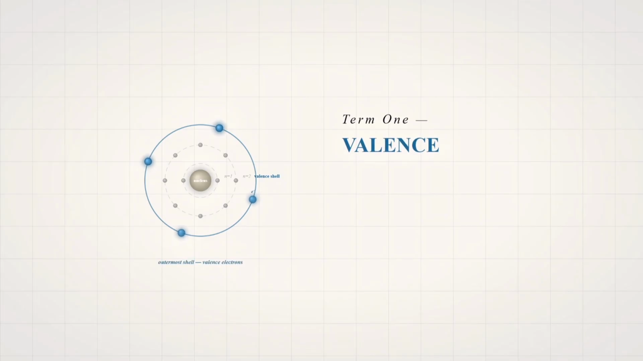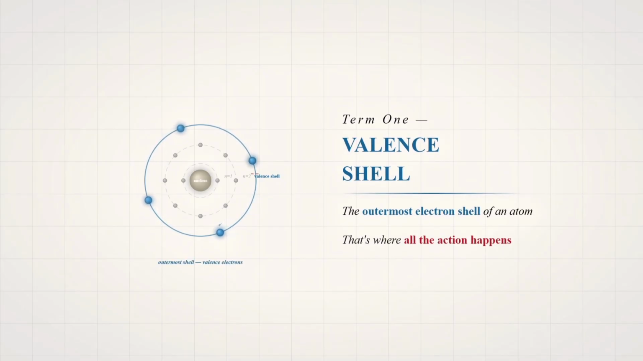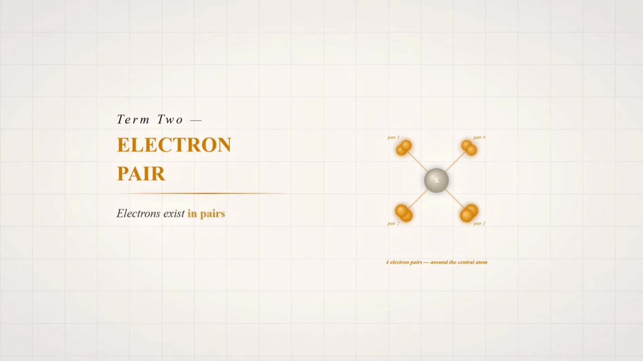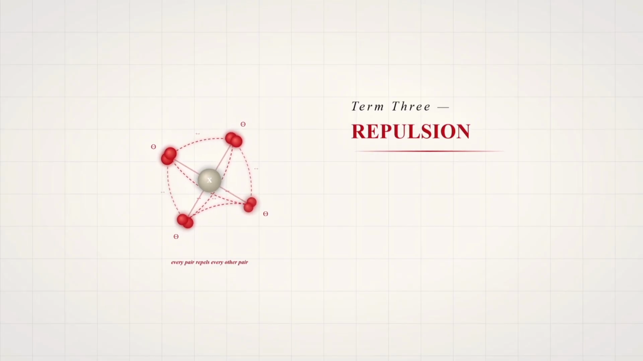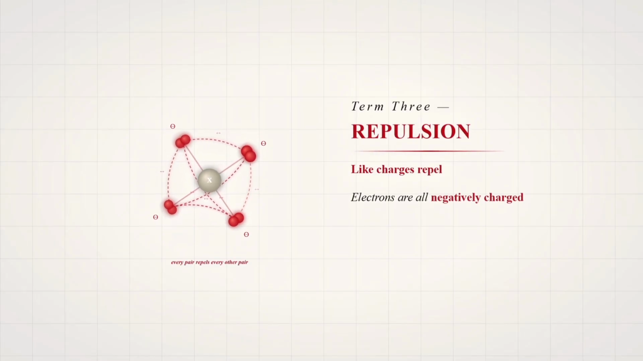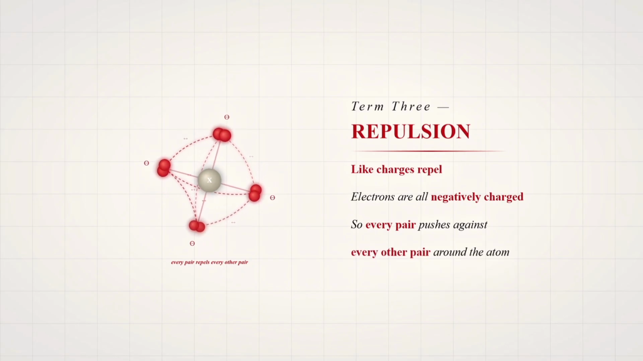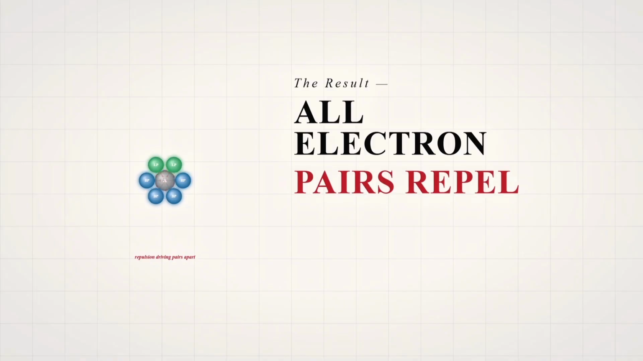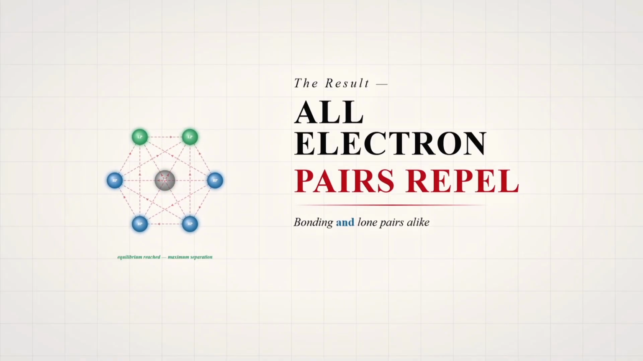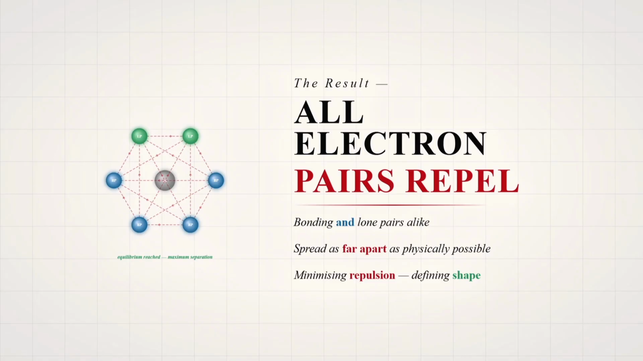Valence shell: the outermost electron shell of an atom. That's where all the action happens. Electron pair: electrons exist in pairs around the central atom. Repulsion: like charges repel. Electrons are all negatively charged. So every pair of electrons around the central atom pushes against every other pair. The result: all electron pairs, bonding and lone, spread themselves as far apart as physically possible to minimize that repulsion.